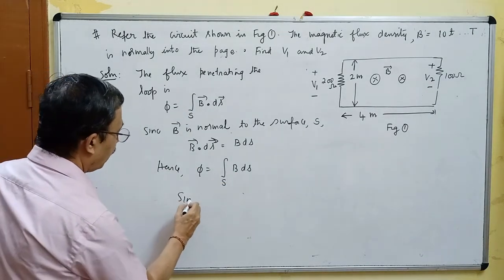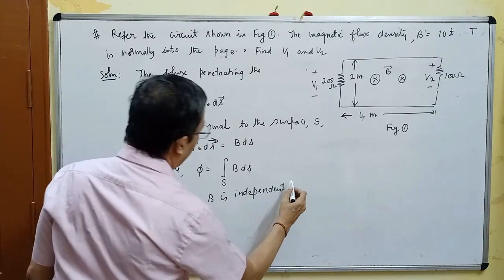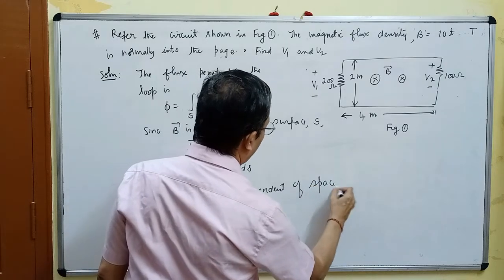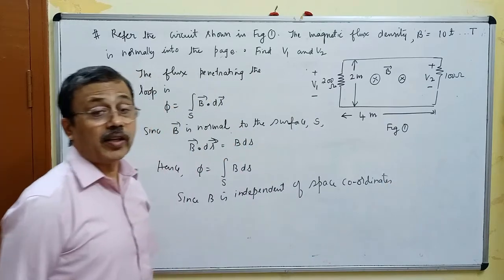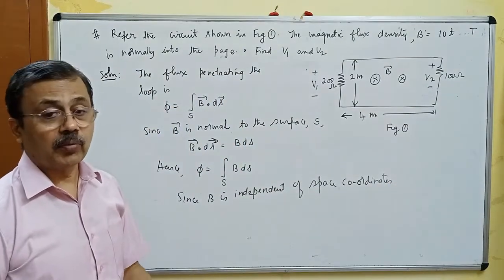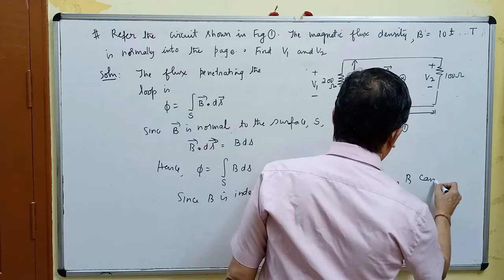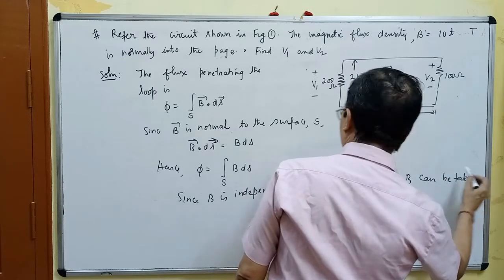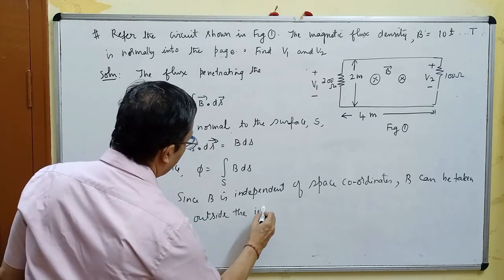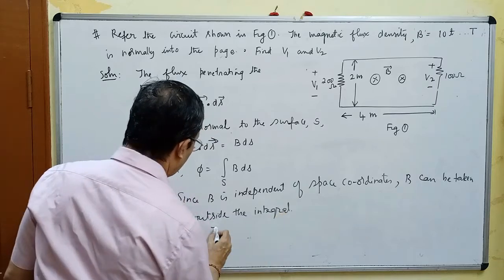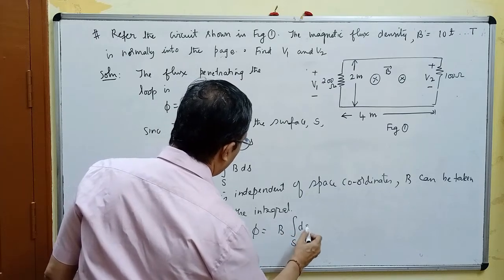I am going to write now, since B is independent of space coordinates. Space coordinates means in Cartesian coordinate system x, y, z, cylindrical coordinate system rho, phi, z, spherical coordinate system r, theta, phi. B is independent of space coordinates, so B can be taken outside the integral. Thus, phi is equal to B into surface integral ds.